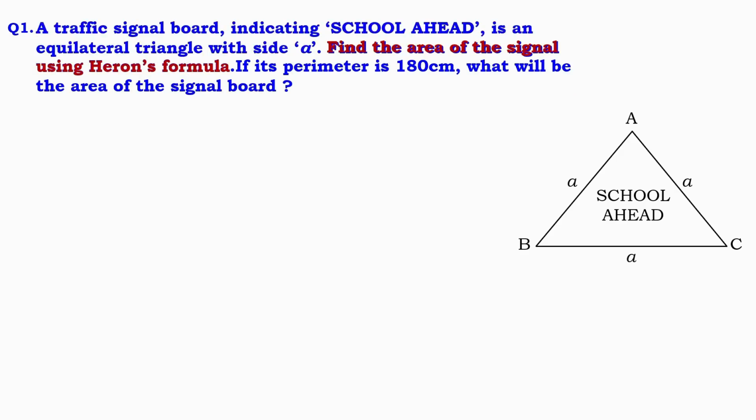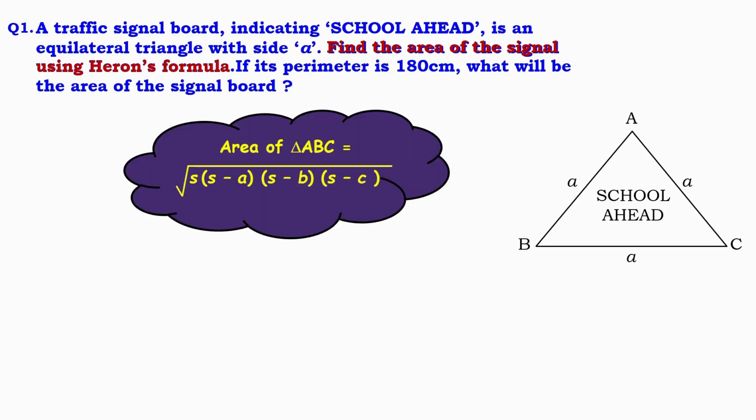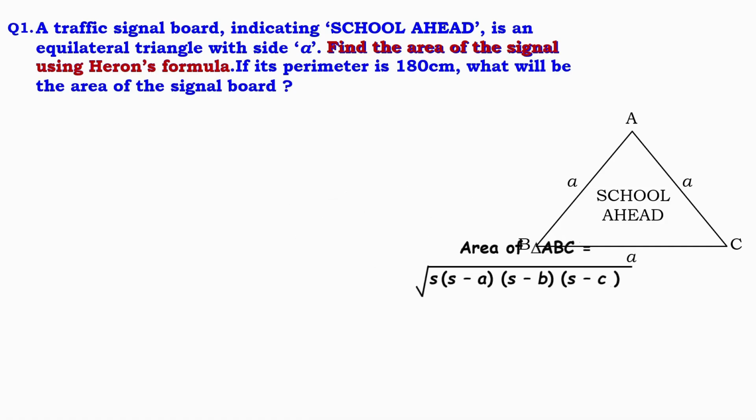Now, what we need to find out is the area of the signal using Heron's formula. So that means the area of this triangle. Now what is Heron's formula? The area of the triangle is equal to the square root of s into (s minus a) into (s minus b) into (s minus c).